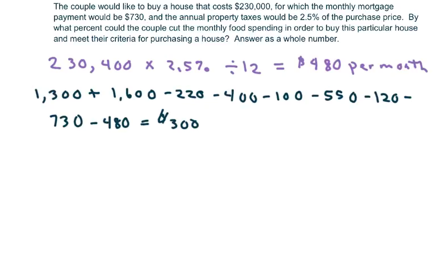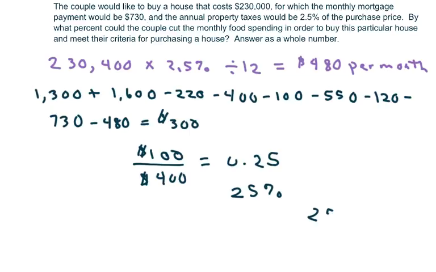However, they won't buy the house unless they can save $400 per month. So to make up the deficit, they could save $100 off their monthly food bill. That's $100 over $400, which is 0.25, which is 25%. So you're going to grid in 25 because they're asking for the percent, and it says answer as a whole number.